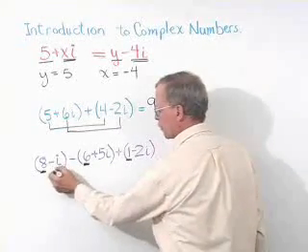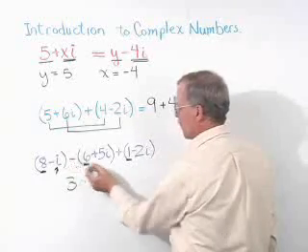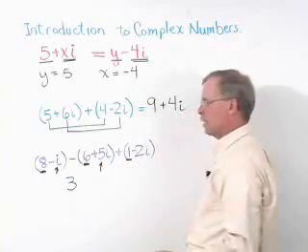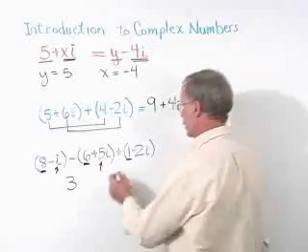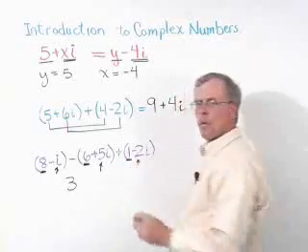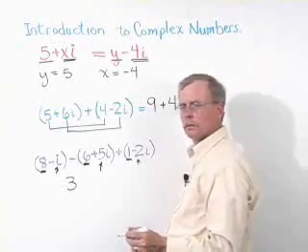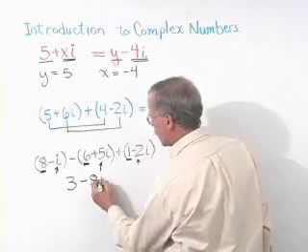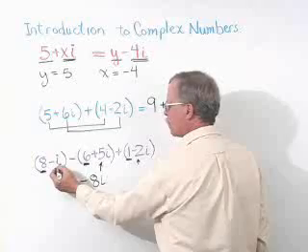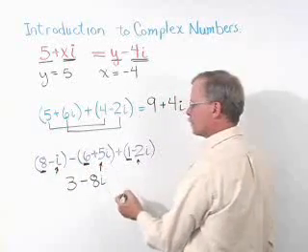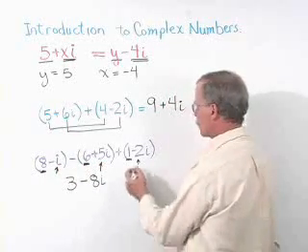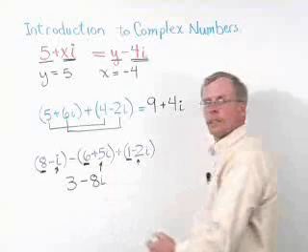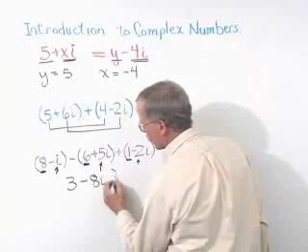Now let's do -1i minus 5i, that's -6i, minus 2 more i is -8i. Let's check that. -1 minus 5 is -6. Minus 2 is -8. So there we have it.